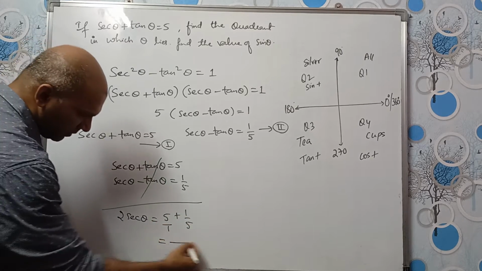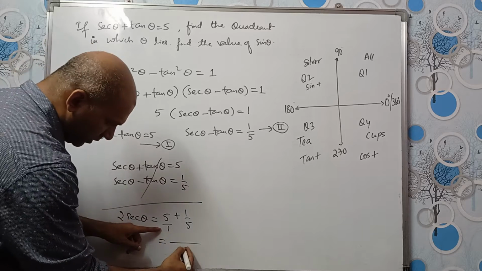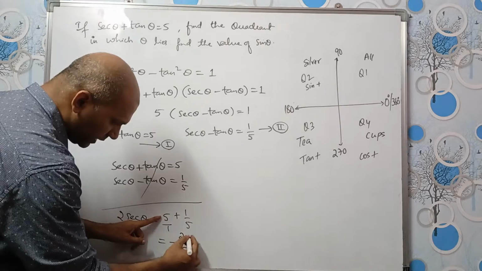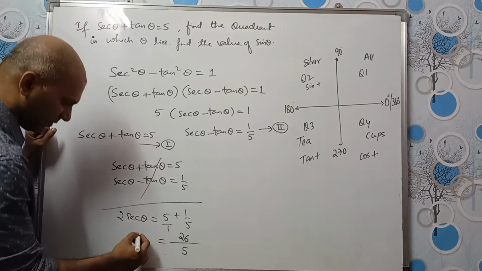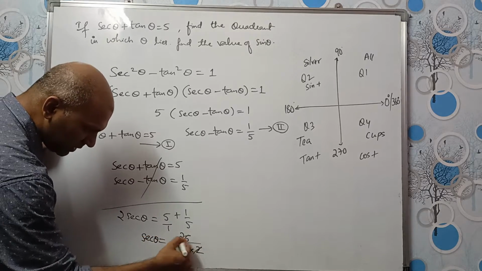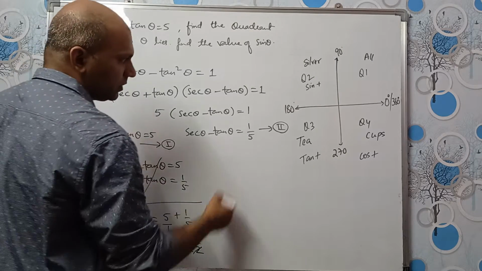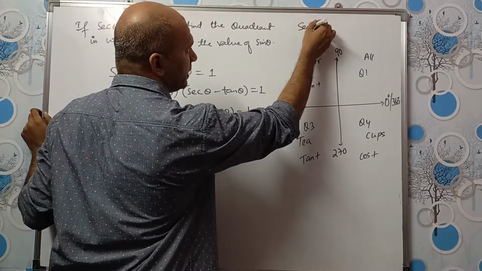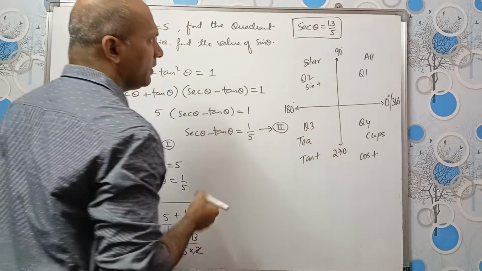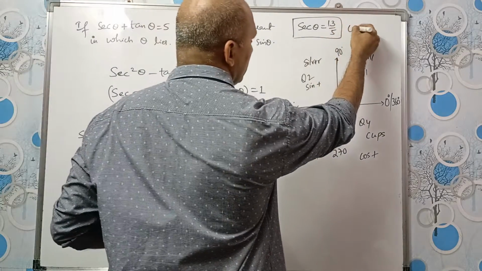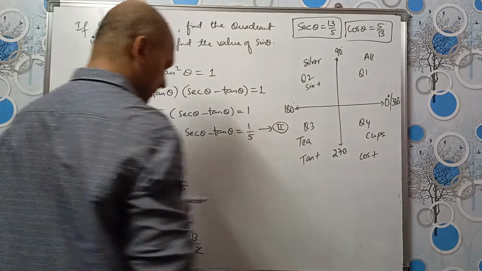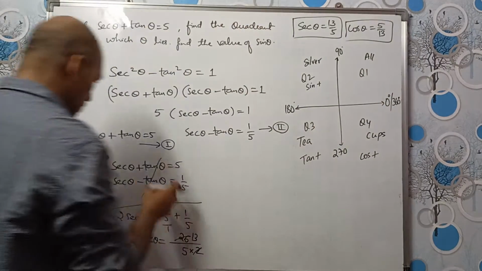So this is 5 by 1. Okay. Right, denominator one time, cross multiply, 5 5s are 25, 25 plus 1, 26. So this is 26 by 5, and this 2 goes on the other side, it will divide it. So secant theta is how much? It is 13 by 5. Okay, so let me write here, secant theta is 13 by 5. Okay, if secant is 13 by 5, can we write cos theta as 5 by 13, reciprocal? Yes. Alright.